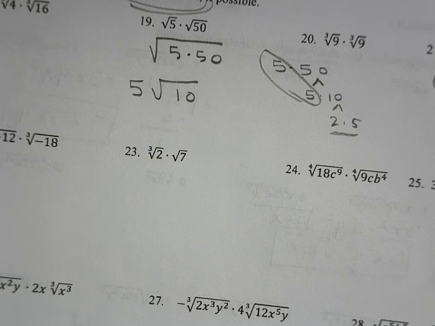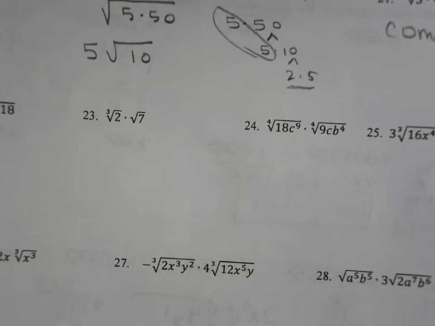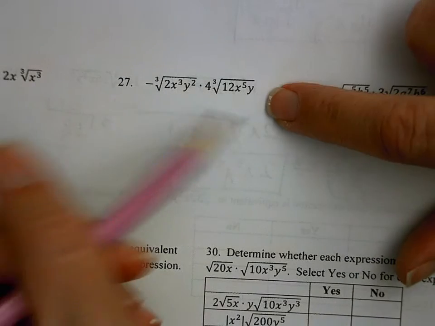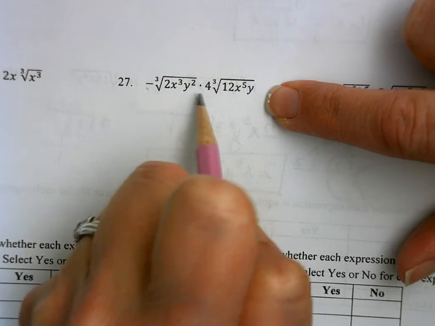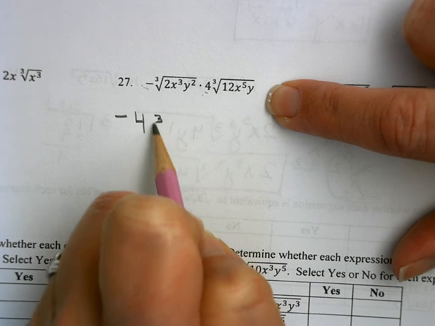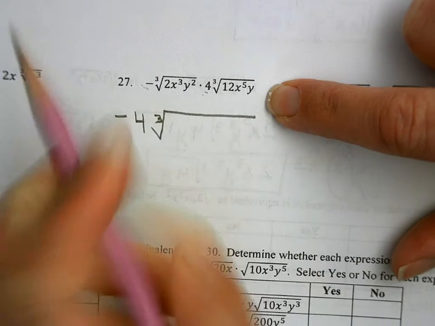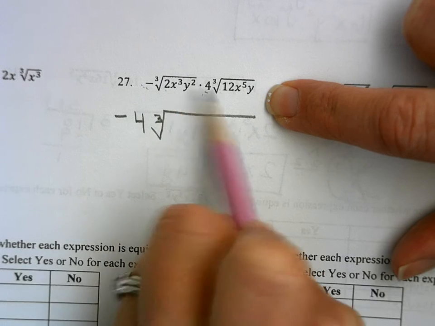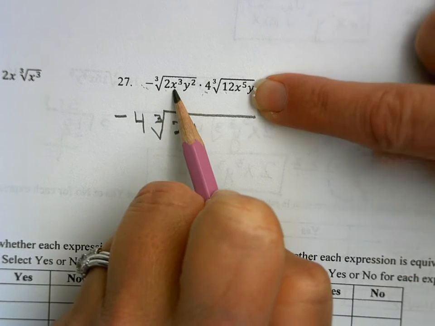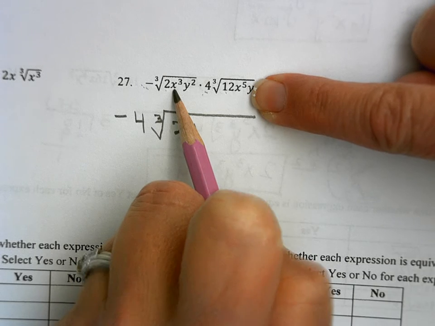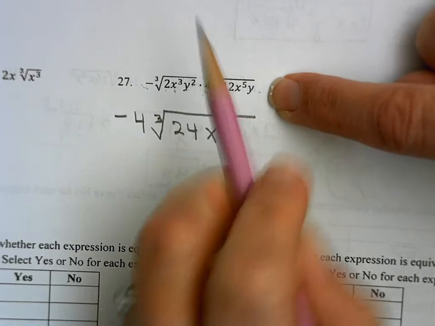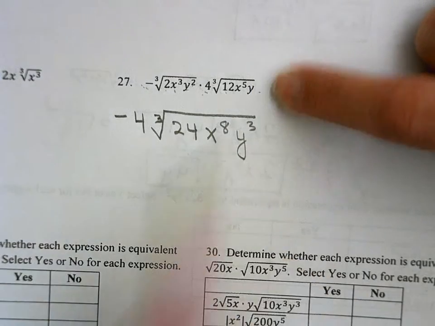Okay, and then let's take a look at number 27. So for here I want to just multiply. So I have a negative 1 times 4, so I'm multiplying what's on the outside first, and then a cube root, and then I'm going to multiply what's inside. So I have 2 times 12, and then I have 3 x's here and 5 x's here, so altogether I have 8. And then I have 2 y's and 1 y, so altogether I have 3.